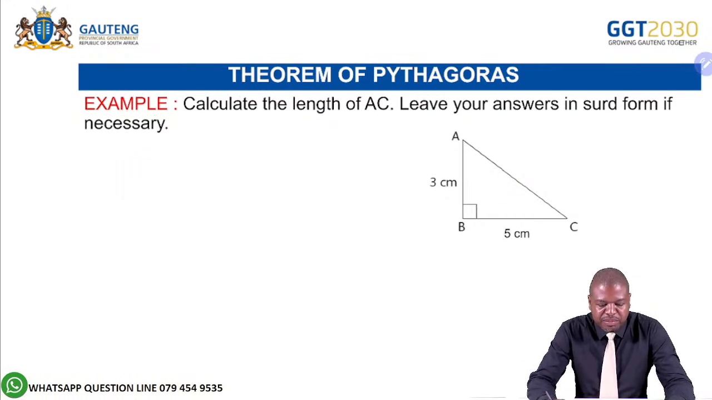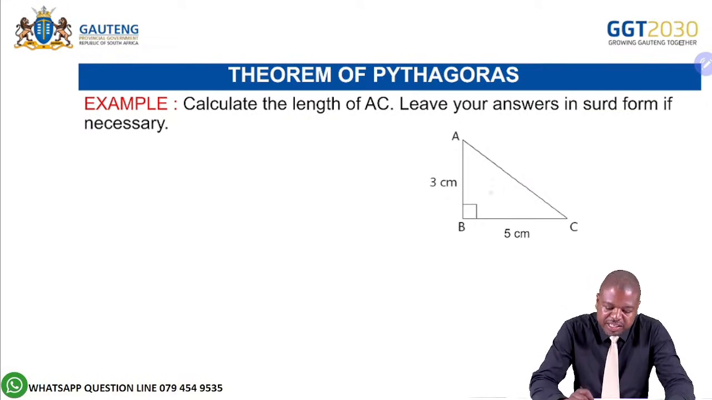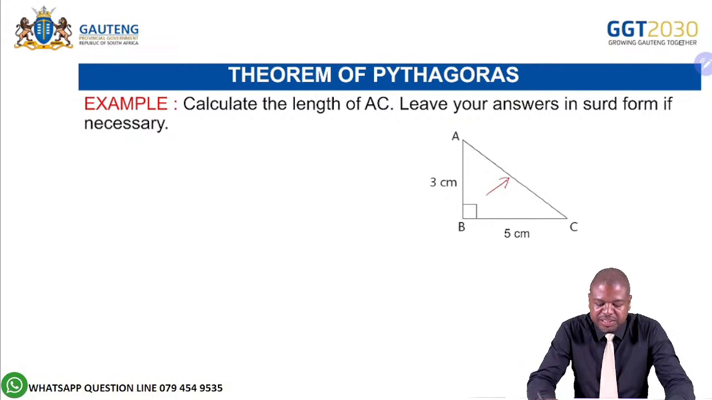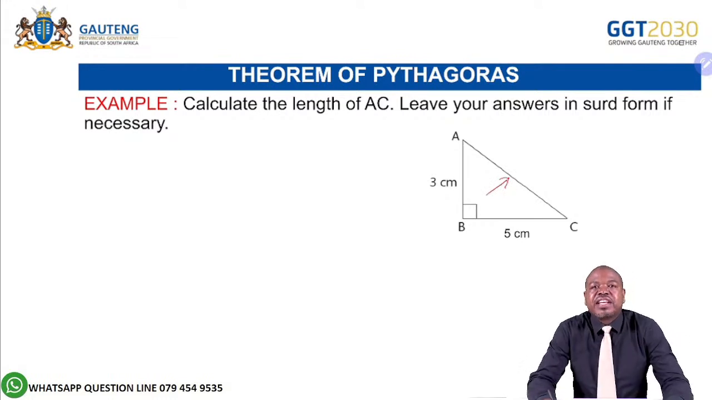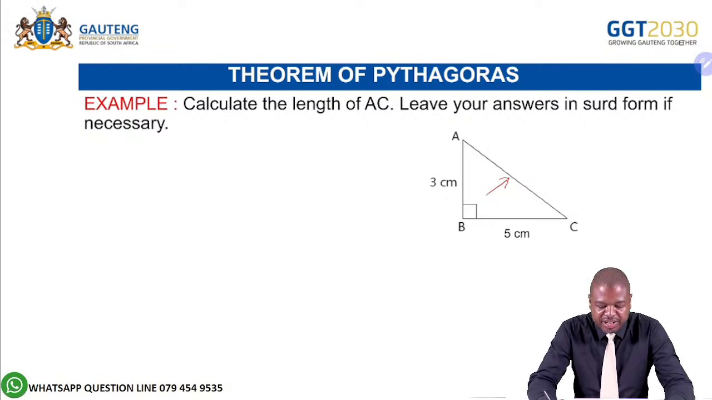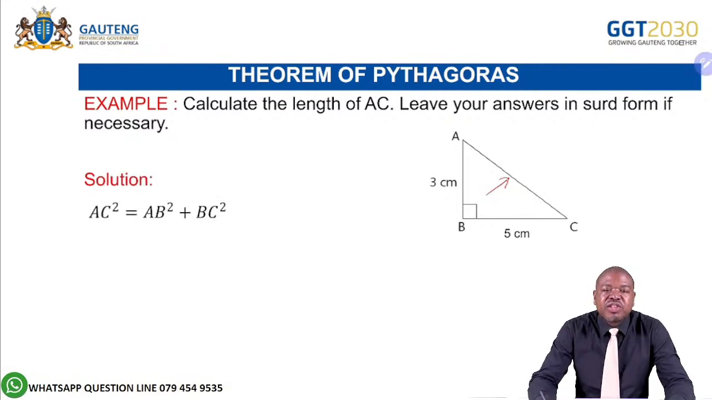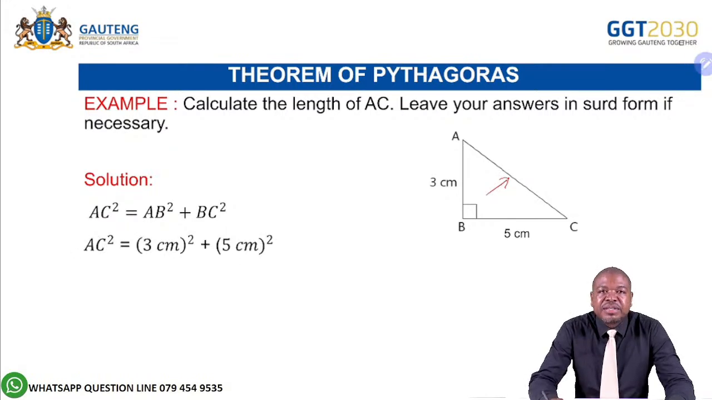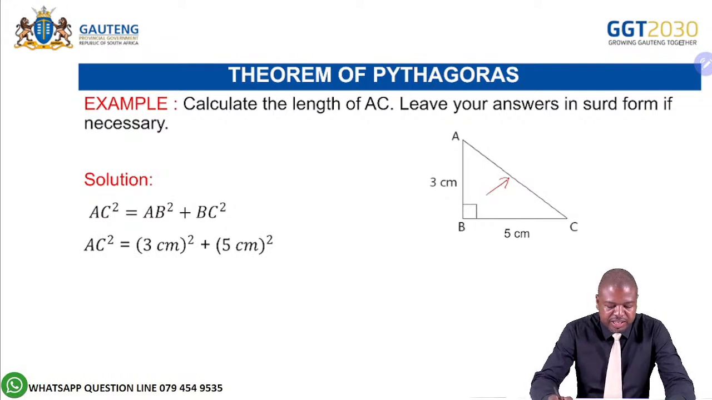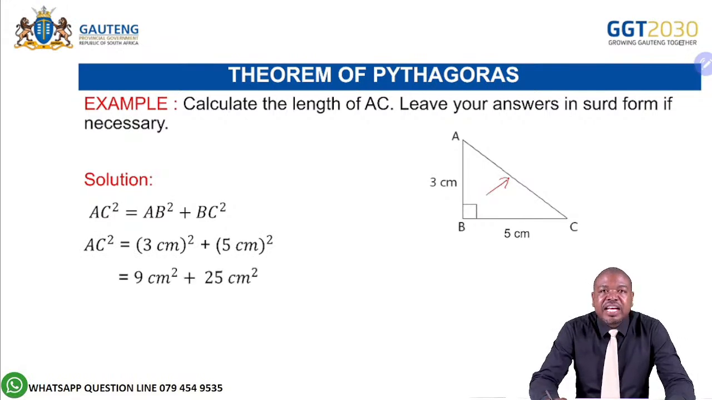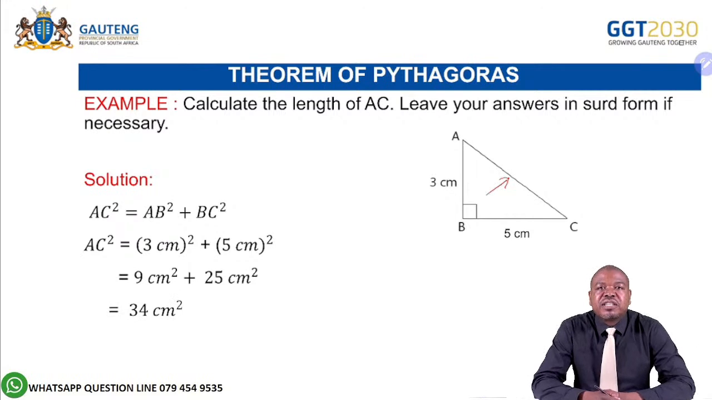Let's do another example. Once again, we need to find the hypotenuse, right? And how do you identify the hypotenuse? It is the side opposite the right angle. Using the theorem of Pythagoras, we can state that AC squared is equal to AB squared plus BC squared, right? And we do have the values. AB is 3 centimeters squared plus 5 centimeters squared, right? And if we simplify that, we're going to get 9 centimeters squared plus 25 centimeters squared. If we add that, we're going to get 34 centimeters squared.